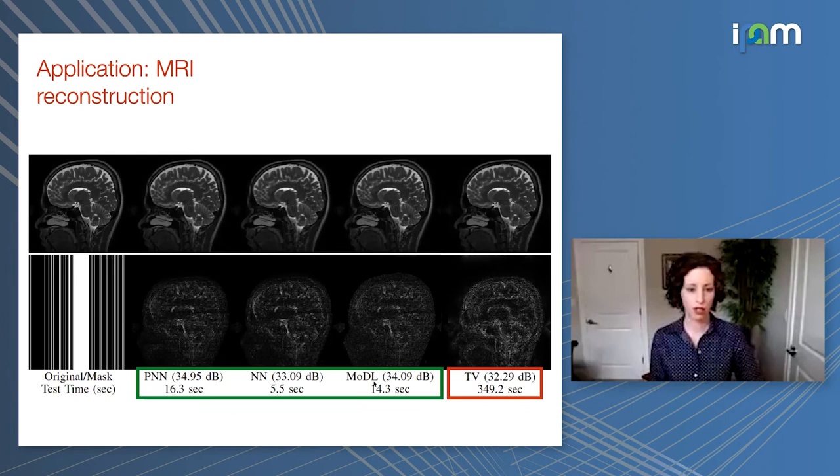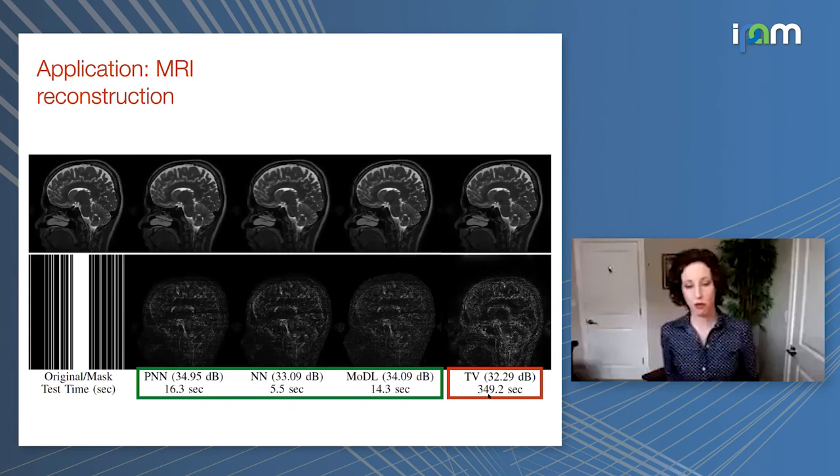So on the far right over here, I have the result of using total variation reconstruction, which is still quite good, but this took 350 seconds to compute using a state-of-the-art total variation solver. In contrast, these learned methods are all taking about 15 seconds or fewer. So quite a bit less than would be required with more conventional methods.